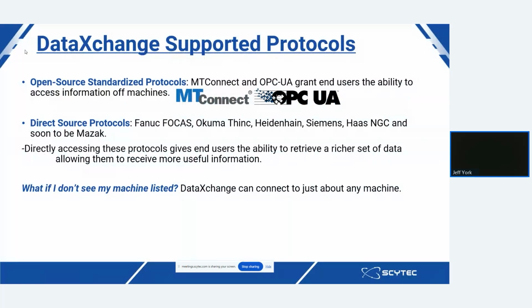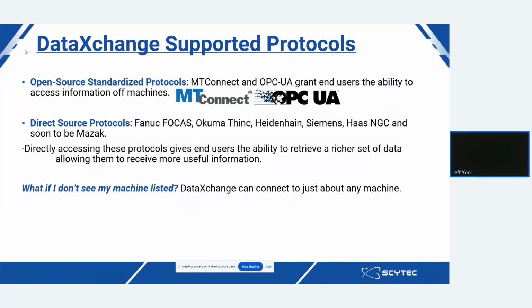And then the direct source protocols are more in line with major machine brands, including things like FANUC and Akuma. FANUC has the Focus protocol, Akuma has the Think. Siemens, Heidenhain, Haas, NGC, and soon to be Mazak are all supported by DataXchange currently. And directly accessing these protocols gives end users the ability to retrieve a much richer set of data, allowing them to have access to more useful information than, as I said, is my machine running or not running.